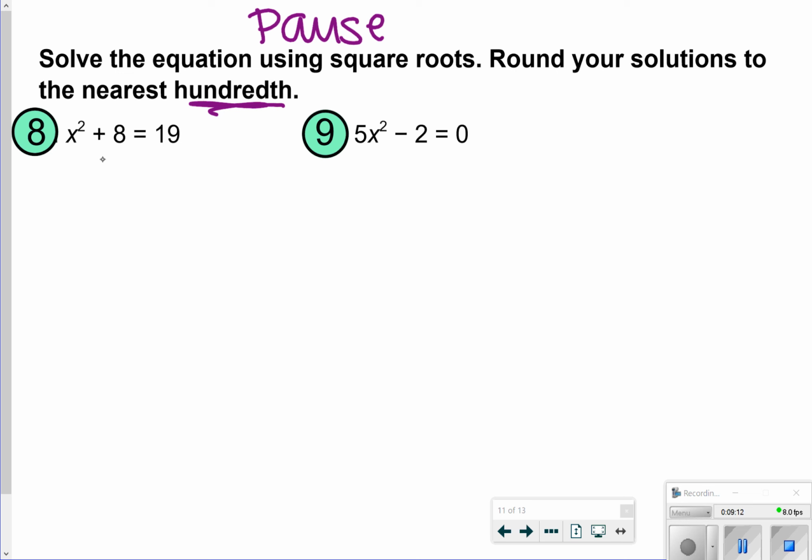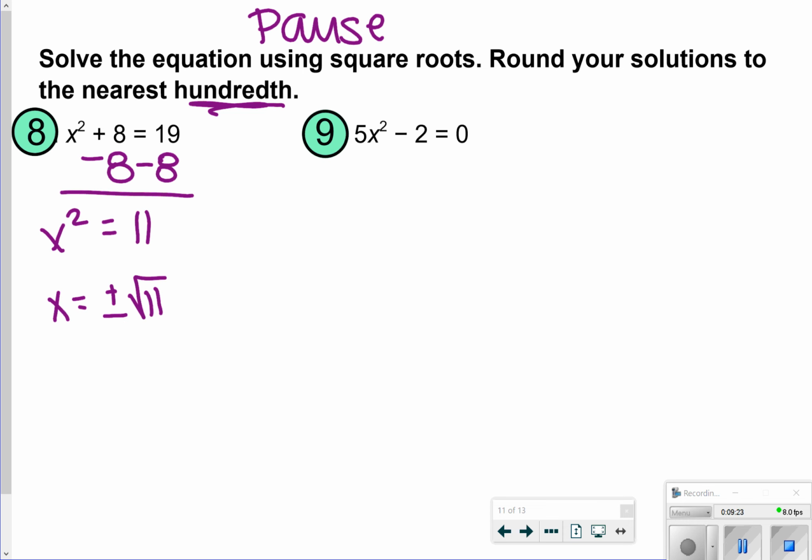Alright, so for number 8, we're going to subtract 8 first. And we get x squared is equal to 11. That means x will be equal to the positive or negative square root of 11. And then when we type that into our calculator, the square root of 11 rounded to the nearest hundredth would be a positive 3.32 and a negative 3.32.